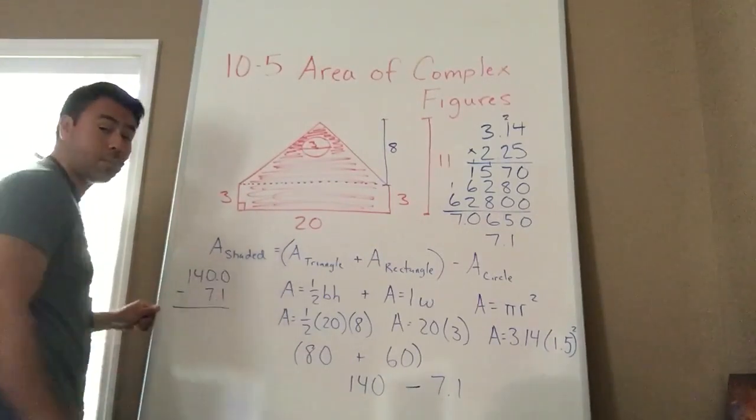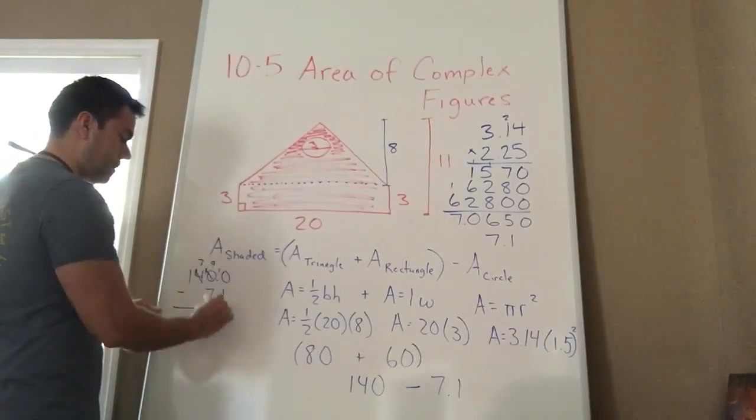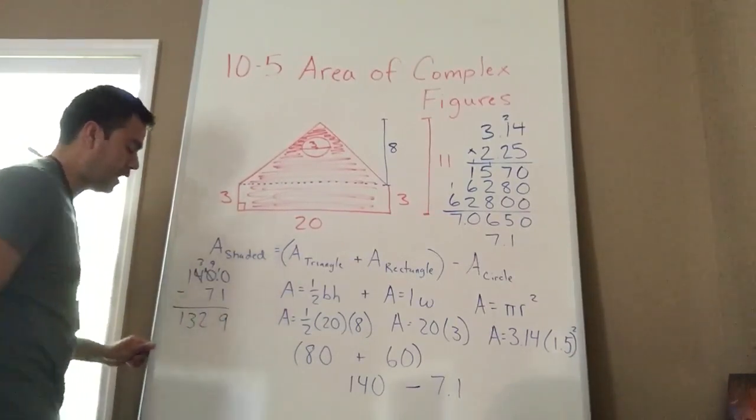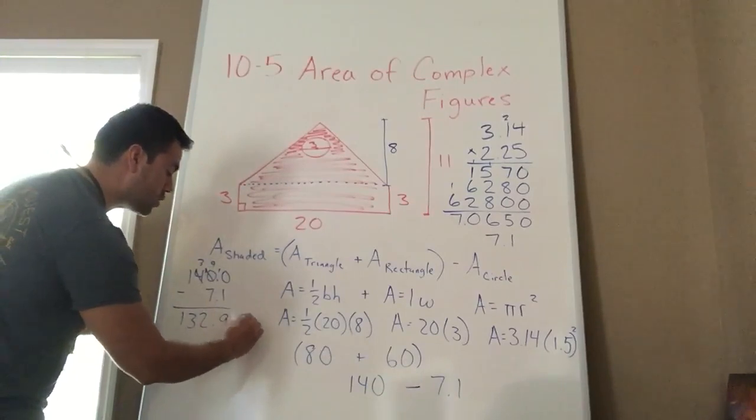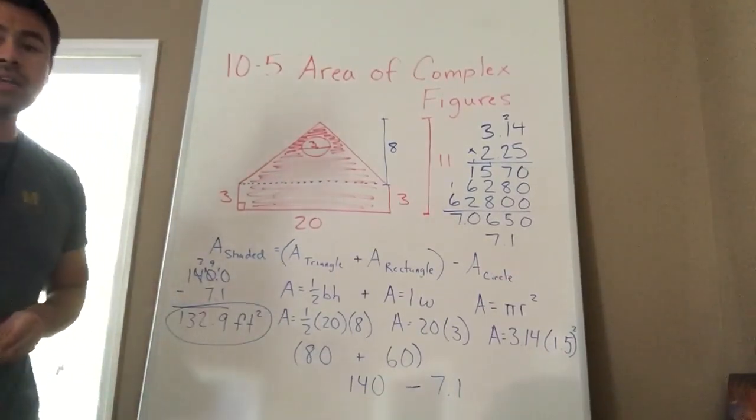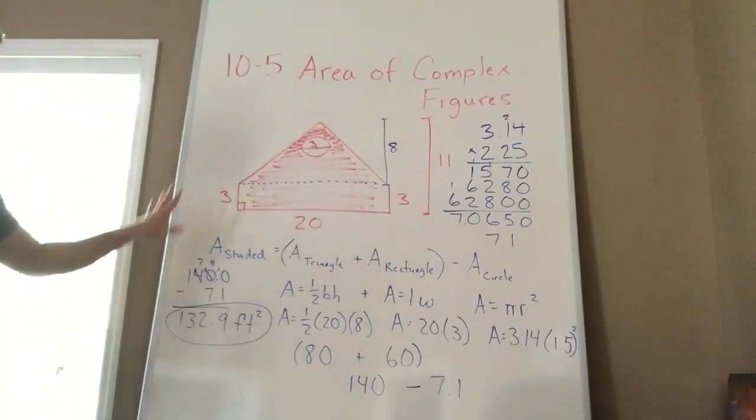So line up the decimal points. I'm going to borrow from the 4. So I got 9 point, and I got 2, a 3, and a 1. I got 132, and we're talking about feet, so square feet. Okay, 132.9 square feet.